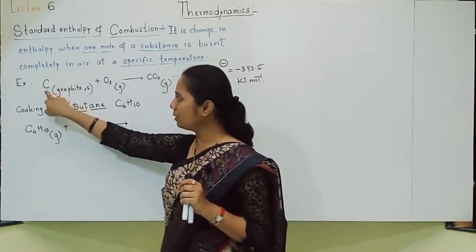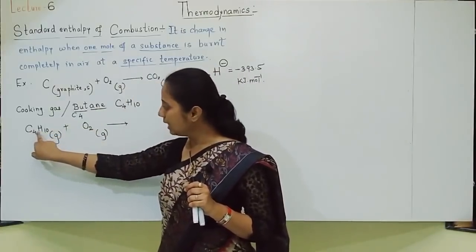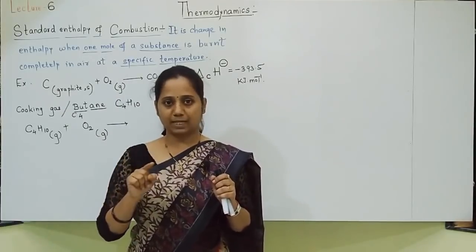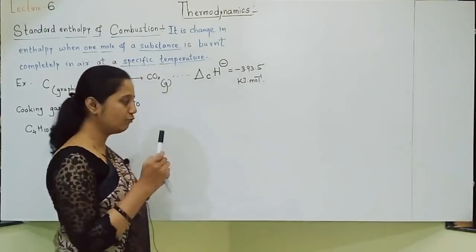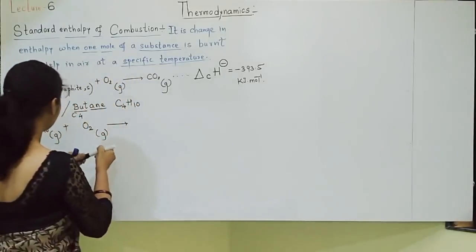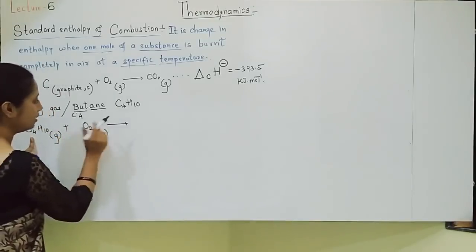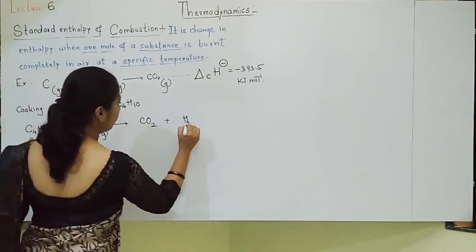Now here only carbon was there, so only carbon dioxide is formed. But here who is there? Carbon and hydrogen are there. Carbon gets converted to carbon dioxide, hydrogen gets converted to water. So products are fixed, carbon dioxide and water. So how will I write the equation now? See, butane in presence of oxygen, products are fixed. I know carbon dioxide will form and water will form.